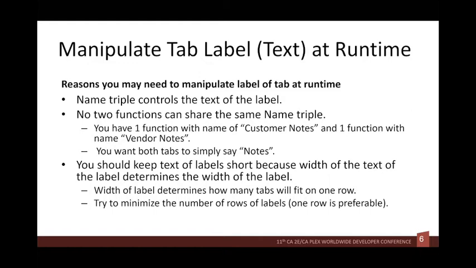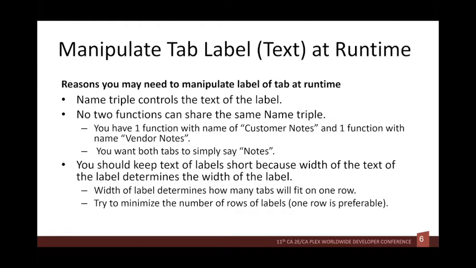But regardless of which one you're doing from which part of your application, you just want that tab to say notes. So ideally, we would be able to put a name triple of notes on the customer function and a name triple of notes on the vendor function, but that would be duplication and Plex will not allow it. So you've got to manipulate the text of your tabs at runtime.